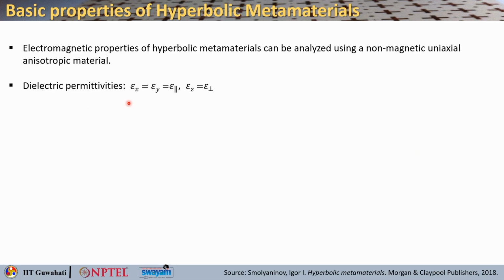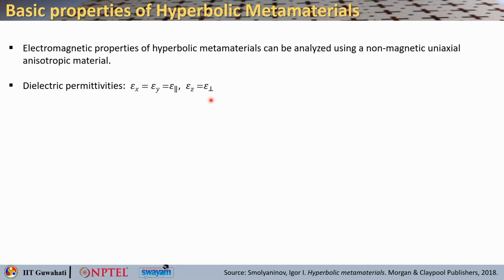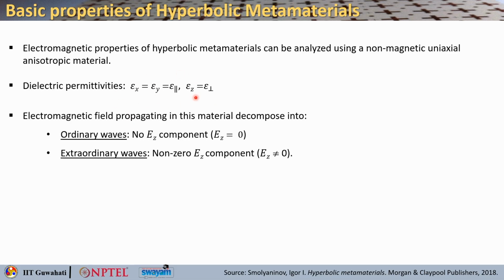So, you can understand that the electromagnetic properties of this kind of hyperbolic materials can be analyzed using non-magnetic uniaxial anisotropic material, and till now we have seen that dielectric permittivities typically along the x and y direction are considered to be epsilon parallel, and along the z direction we consider it to be epsilon perpendicular, right. So, this is what you can also apply here for the case of say some multilayer hyperbolic metamaterial. You can use this kind of convention, right.